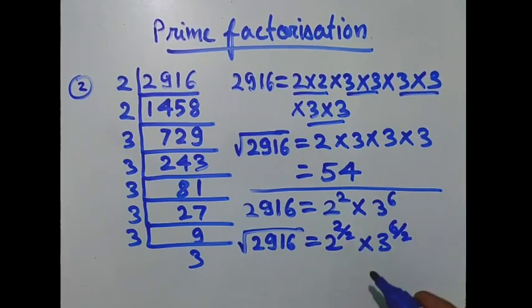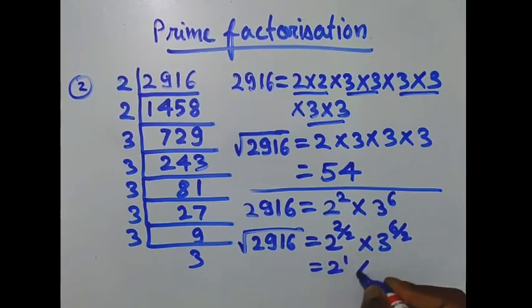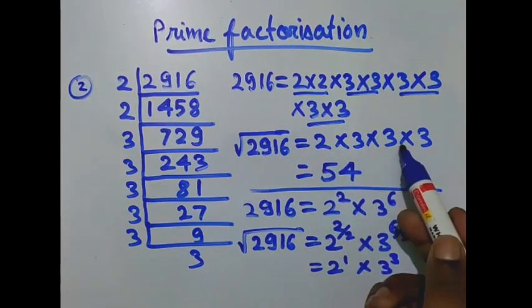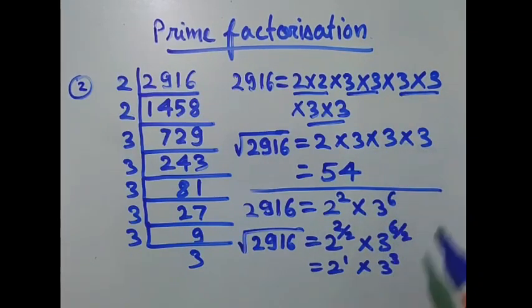So we are finding half of the index, which will give us 2 to the power 1, and here 6 divided by 2 gives 3, so 3 raised to the power 3. Now see, it is like this: 2 times 1 will give us 2, and 3 times 3 times 3 is 27. If you multiply it, the result will be 54.